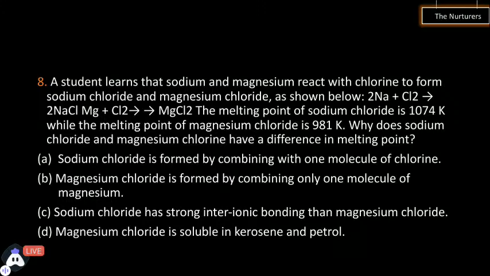Now, see, you need to tell why they have a difference in the melting points. A, sodium chloride is formed by combining with one molecule of chlorine. Is this the reason for the difference in their melting points? B, magnesium chloride is formed by combining only one molecule of magnesium. C, sodium chloride has strong interionic bonding than magnesium chloride. Or D, magnesium chloride is soluble in kerosene and petrol.